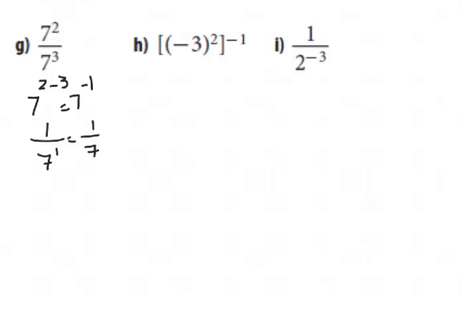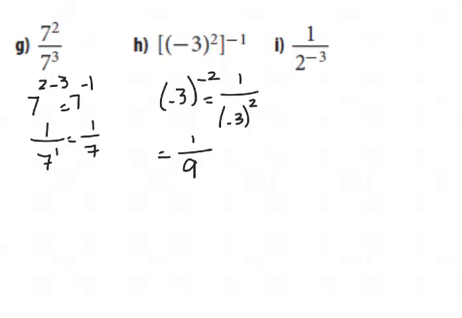The next one is negative 3 exponent 2 exponent negative 1. We multiply the exponents, so we get negative 2. This is the same as the reciprocal with positive exponents. Now remember, any negative number with an even exponent is going to give you positive. This is the same as 1 over 9.